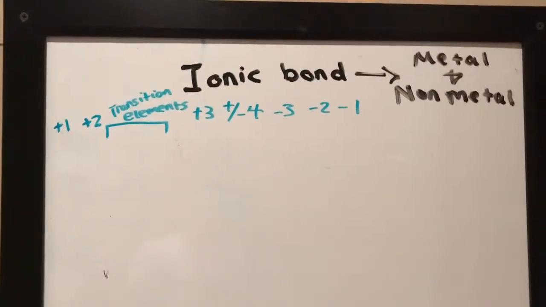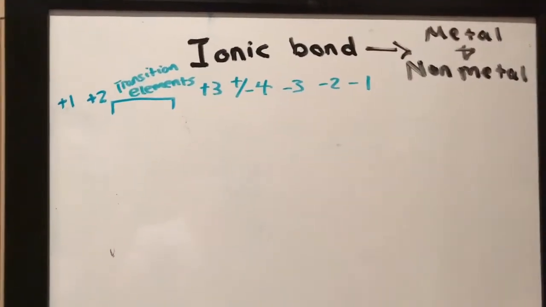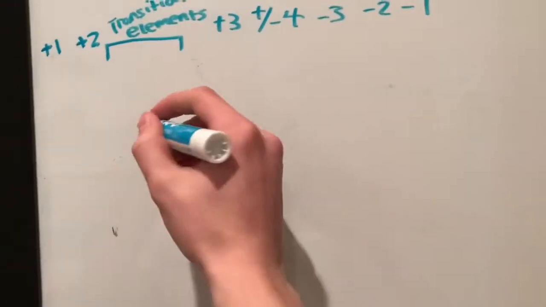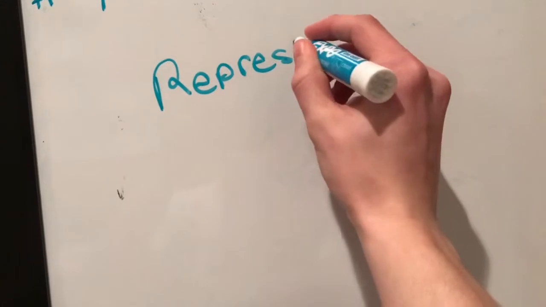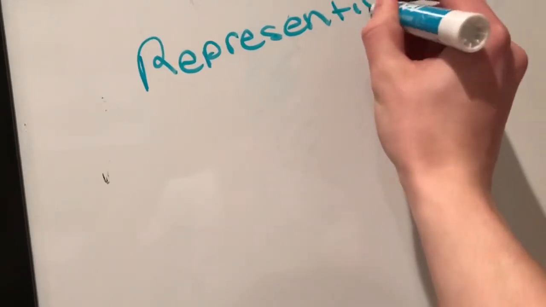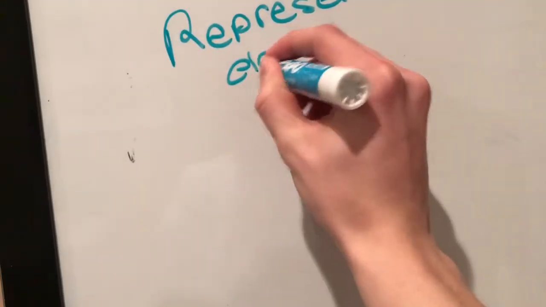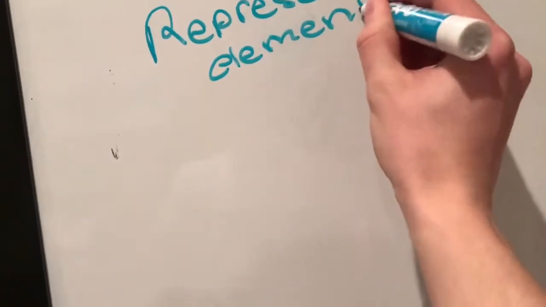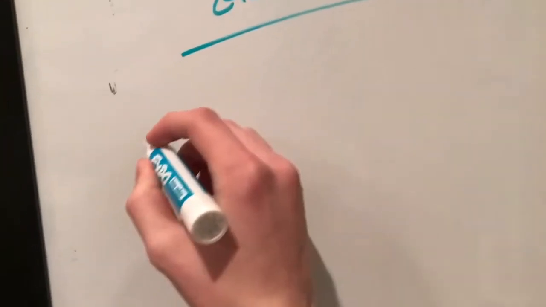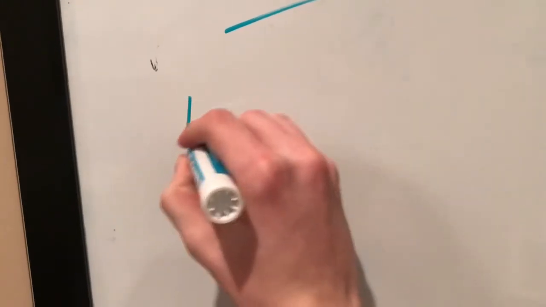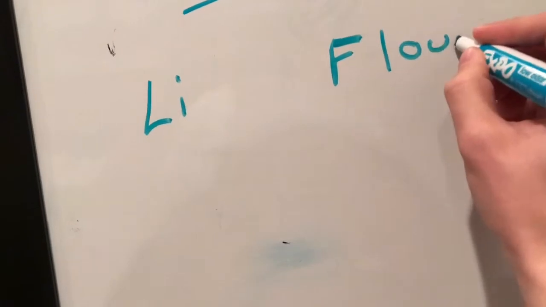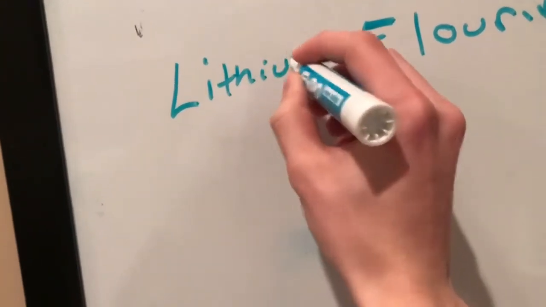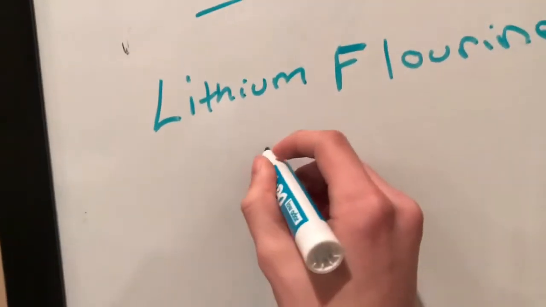An ionic bond is a metal and a non-metal bonding together. First, with representative elements. The representative elements I'm going to choose are lithium and fluorine. Bonded together, they look like this.